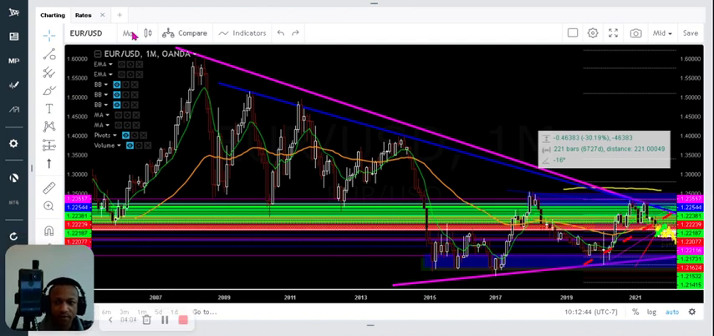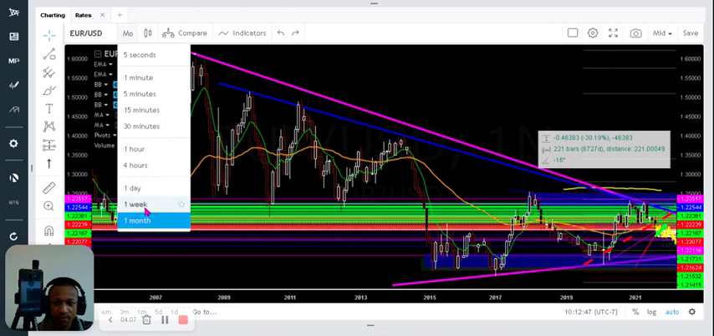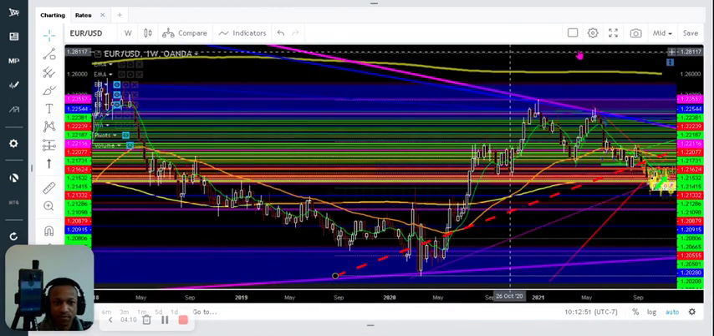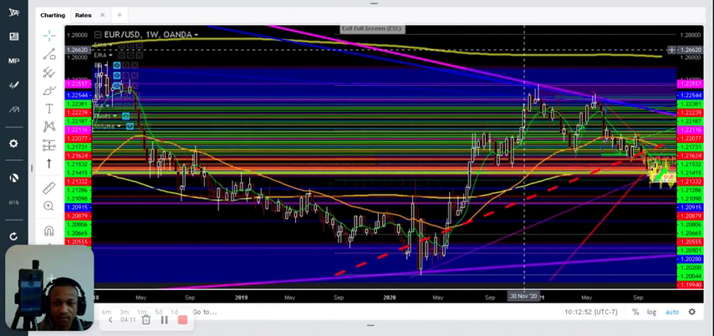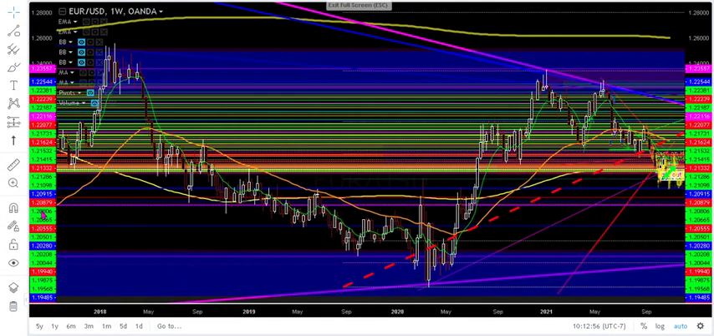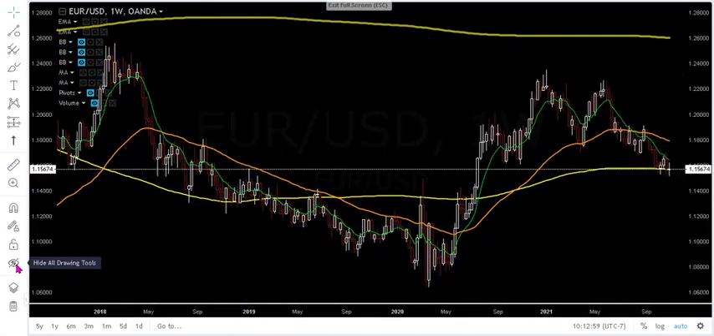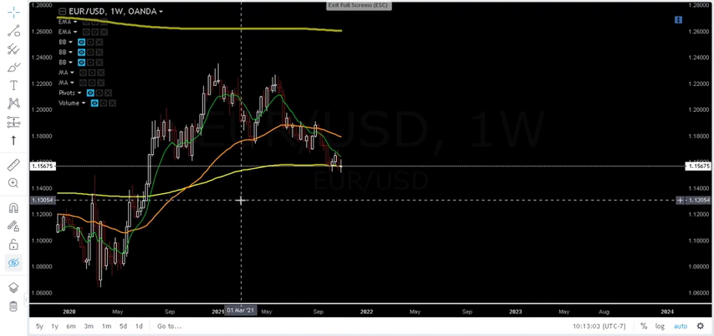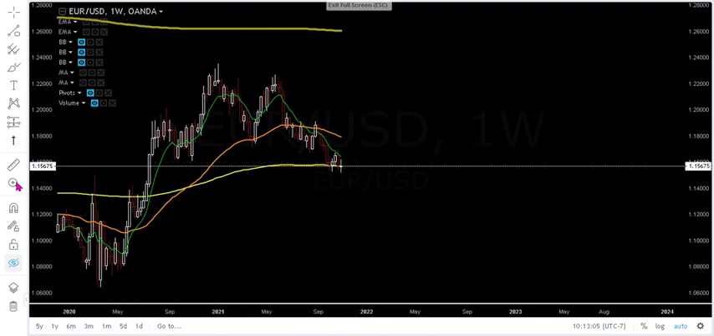All right, so let's go down to the weekly. All this stuff is the same. The weekly, last time I looked, which was yesterday. I really don't have to look at all this because I already have my notes, but I still just want to be in the habit of doing this top down analysis, taking a look.